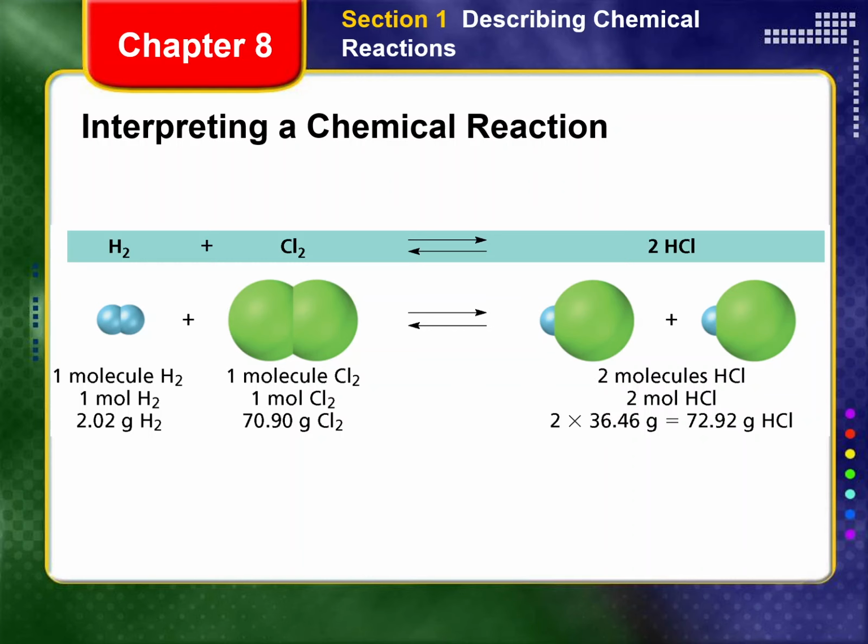3. The reverse reaction for a chemical equation has the same relative amounts of substances as the forward reaction. Because a chemical equation is like an algebraic equation, the equality can be read in either direction. Reading the hydrogen chloride formation equation mentioned on the previous slide and on the screen here, reading it from right to left, we can see that 2 molecules of hydrogen chloride break down to form 1 molecule of hydrogen plus 1 molecule of chlorine. Similarly, 2 moles of hydrogen chloride, which would be 72.92 grams, yield 1 mole of hydrogen, which is 2.02 grams, and 1 mole of chlorine, 70.90 grams.